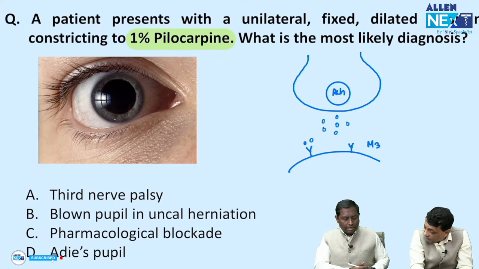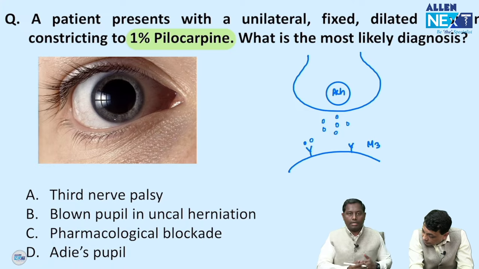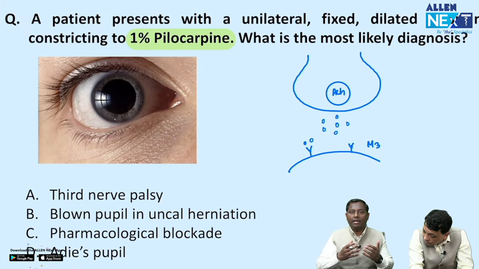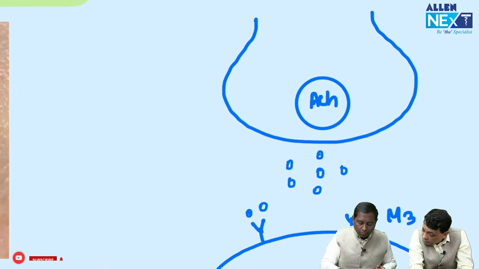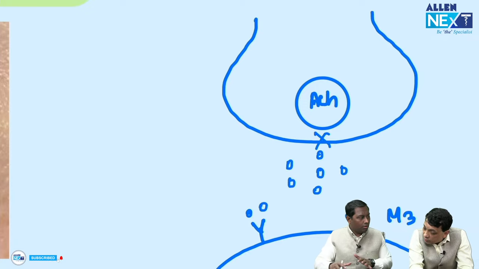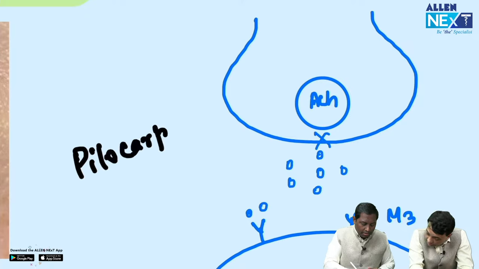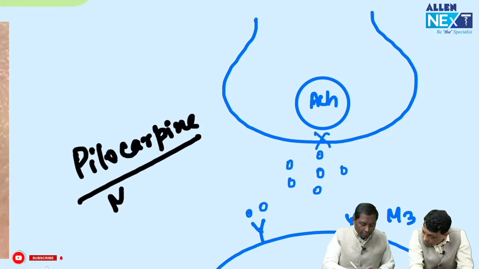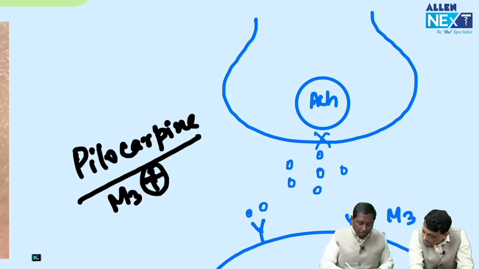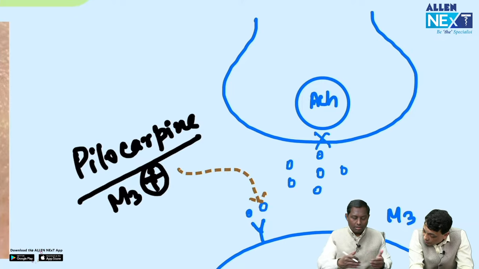Sir, actually in third nerve palsy, if there is a nerve injury, I think acetylcholine release automatically will be gone. Yes. And therefore, we are going to use pilocarpine. What is this pilocarpine? It is a parasympathomimetic drug. Correct. It is a selective M3 agonist. Right. This selective M3 agonist will be directly working on the receptors. We are not going to wait for the nerve to release. It is a directly acting drug that is directly going to work.